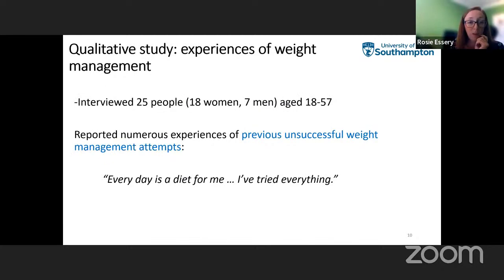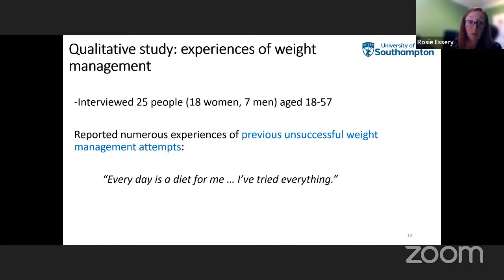So in the context of the Power study, what the team found was that there was actually very little in the way of existing evidence about adults' experiences of weight management. And this was really important because we needed to understand how people were experiencing their previous and existing weight management attempts to understand whether there might be specific barriers that need to be addressed.